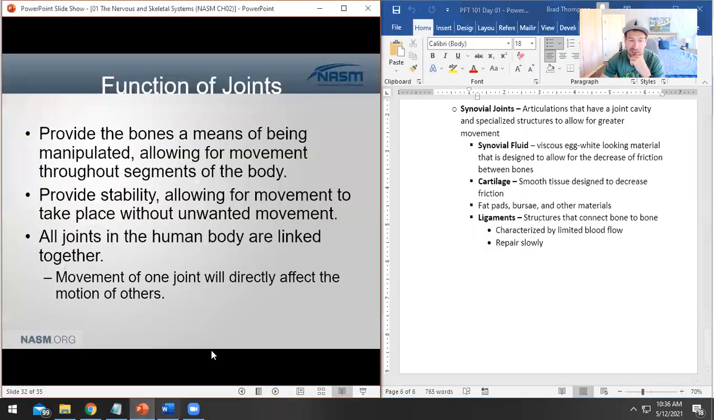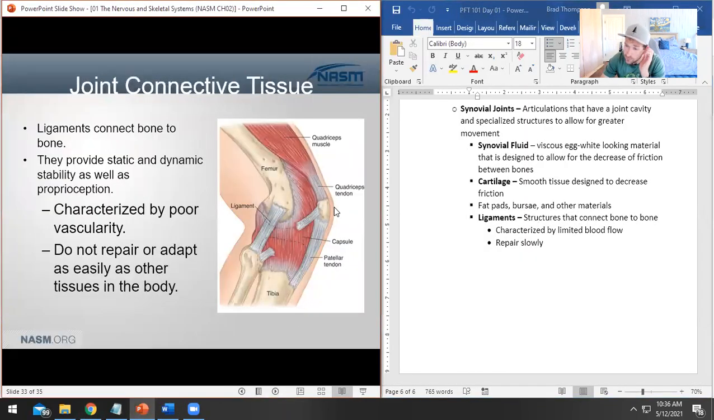We're actually going to see that here in the next slide. Your joint connective tissue, your ligaments, they connect your bone to your bone. Like this is your femur being attached to your fibula, right? That's your LCL ligament, what's called your lateral collateral ligament. And it just does not have a lot of blood flow.